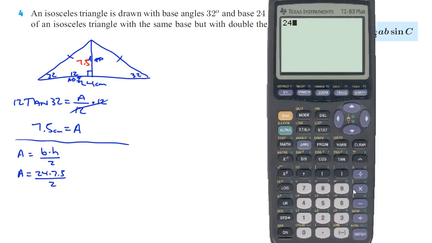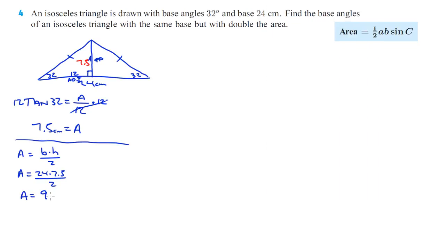Okay, so 24 times 7.5 divided by 2 gives us 90. Okay, so the area of the triangle is going to be 90 centimeters squared. So now it says find the base angles of an isosceles triangle with the same base, but now with double the area. Okay, so let's do this part here in green. So now we know that the area instead of 90 is going to be 180, right?